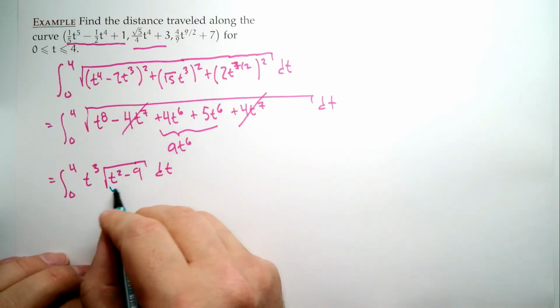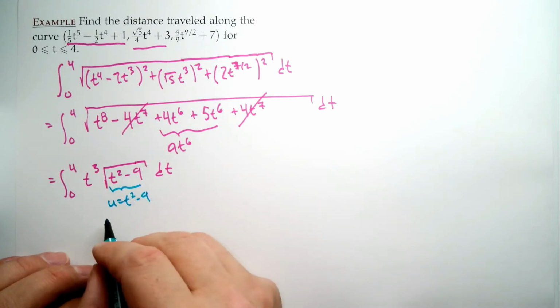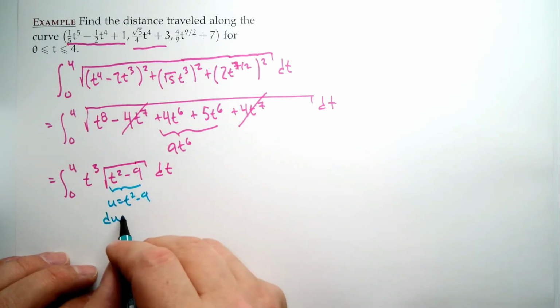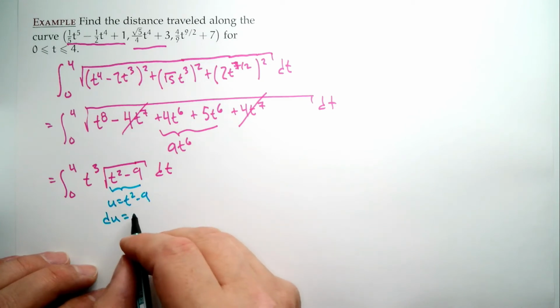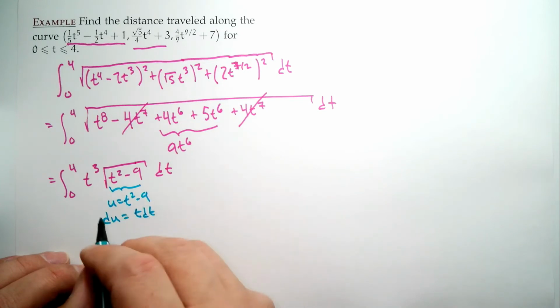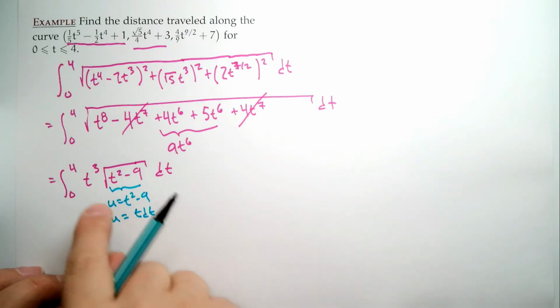So, proceeding as we did before, u should be t squared minus 9. Well, what's du going to be? 2t dt. Now, since I don't like the 2, I'll move it over there. So half du is t dt, which is the same as du equals 2t dt. The problem is we don't have any t's. We have this t cubed.